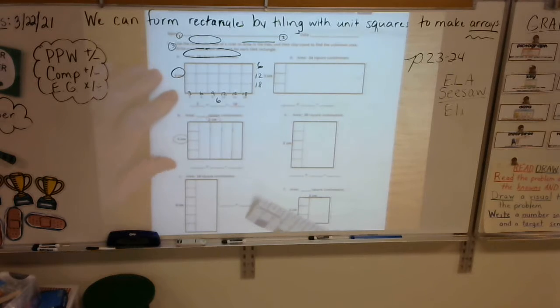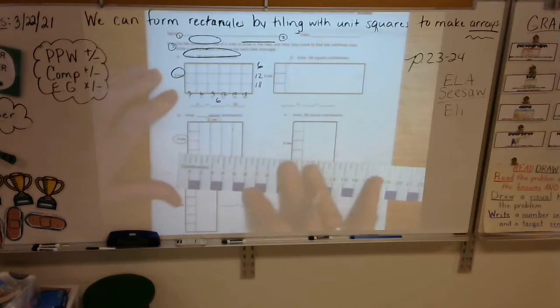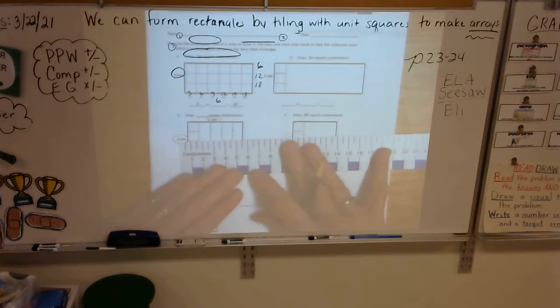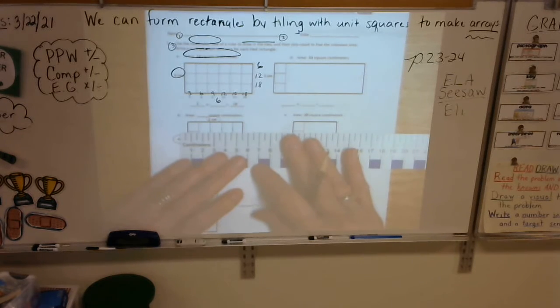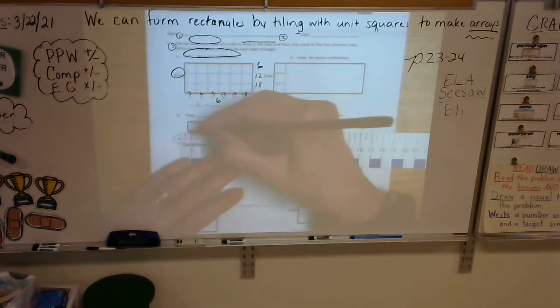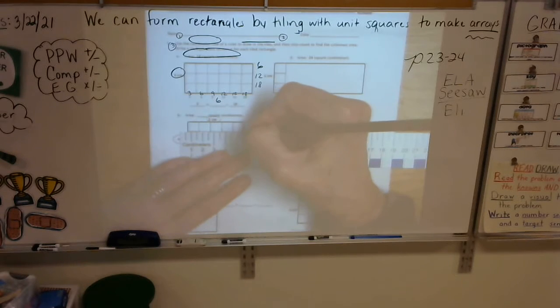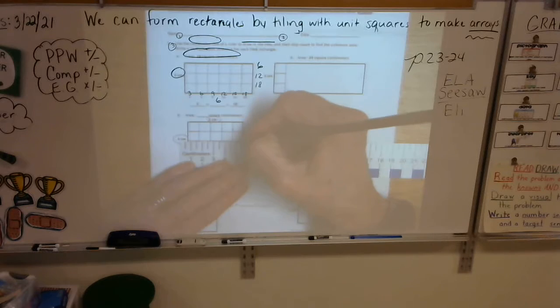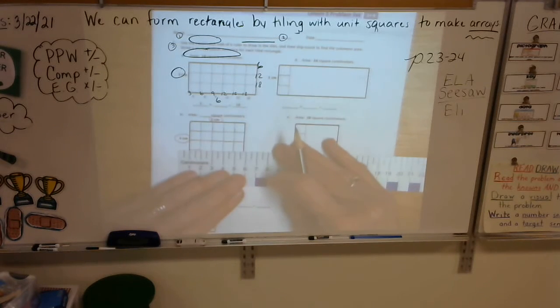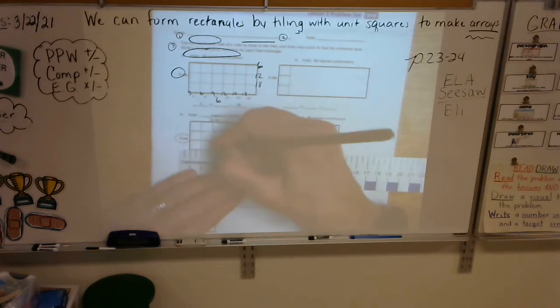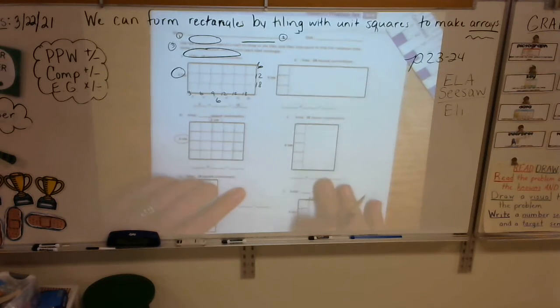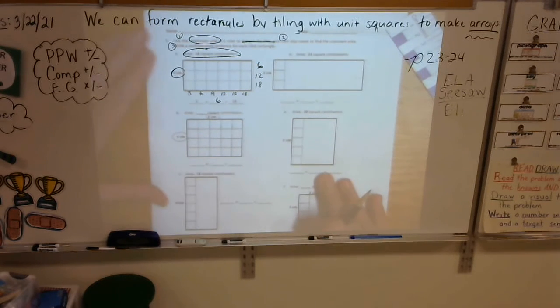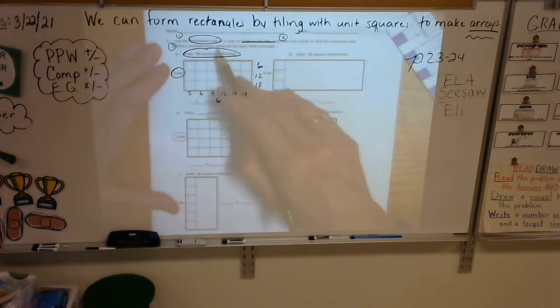Alright, so now I have my columns, but I've got to finish off these rows. Now the nice thing is they've already started them for me, so now I just have to line my ruler up on the line they drew for me and finish it across. And then the same thing with this one. See how I'm lining it up with my ruler and then drawing all the way across. I've got another one I got to line up with my ruler, and I can go all the way across. Okay? Alright, and now I have tiled my rectangle.